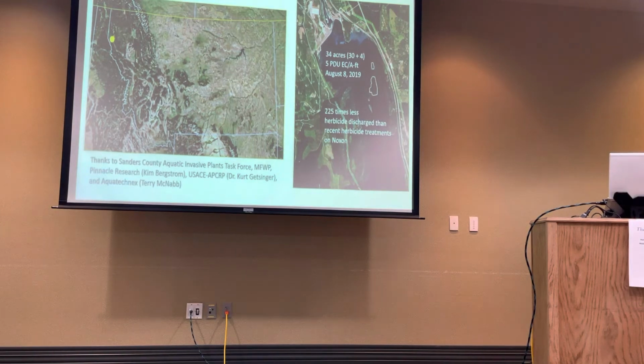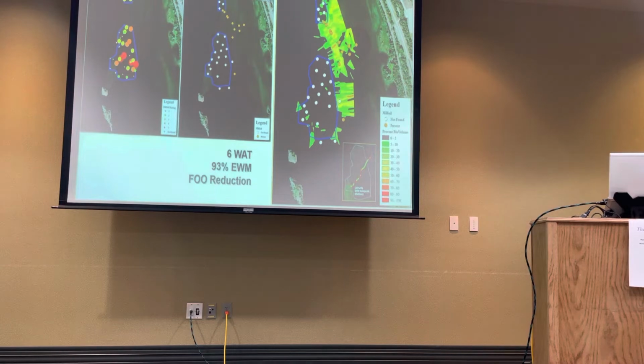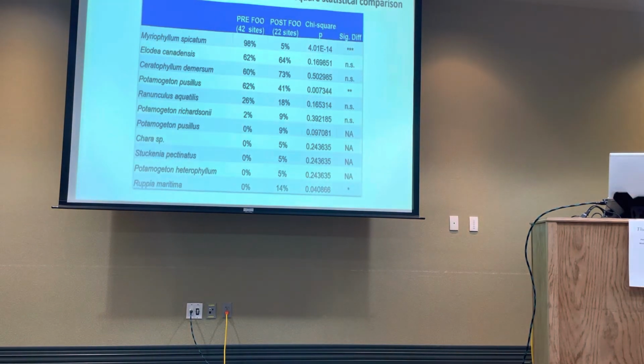The first treatment we did in Montana was on the Noxon Reservoir. This is upstream from Lake Pend Oreille on the Clark Fork River. We did about 34 acres there, 5 PDUs per acre foot. And this was a successful treatment. We did some pre-treatment and post-treatment surveys, and we reduced the Eurasian water milfoil by 93%. There's another survey. The native plants were able to rebound. Also, another thing about this treatment was it proved that ProcellaCOR worked in somewhat flowing water because it was on a run-of-the-river reservoir. So that was another success for ProcellaCOR on this project.